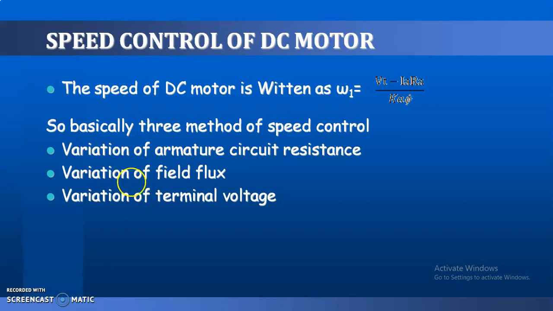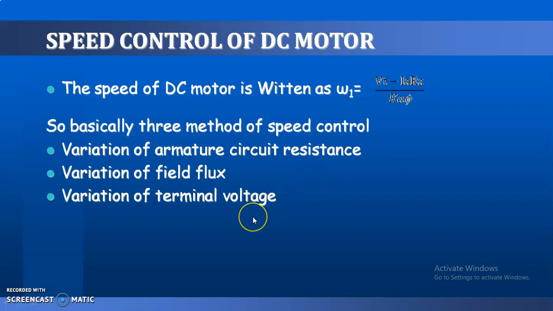This is the speed equation of the DC motor. From this equation we can conclude that the speed of the DC motor can be controlled by the variation of armature circuit resistance and by the variation of the field flux. That is inversely proportional: if field flux is increased, speed is decreased. Again, the terminal voltage is linearly proportional.